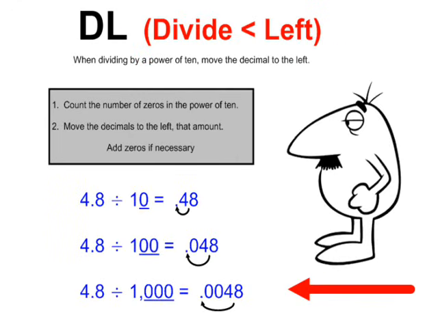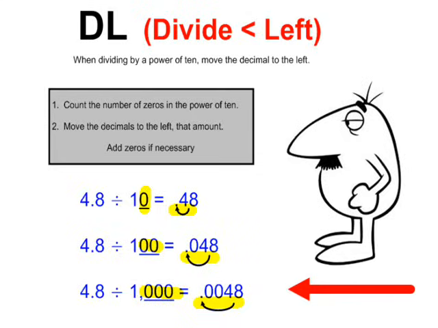Now, Mr. Dull. Dull stands for divide to the left. When you're dividing by a power of 10, instead of moving the decimal to the right, we're going to move the decimal to the left. For example, if you were dividing 4.8 by 10, there's 1 zero, so I'm going to move the decimal 1 to the left. If you're dividing by 100, which has 2 zeros, you're going to move the decimal 2 to the left. When dividing by 1,000, which is again a power of 10, it has 3 zeros, so we're going to move our decimal 3 to the left.